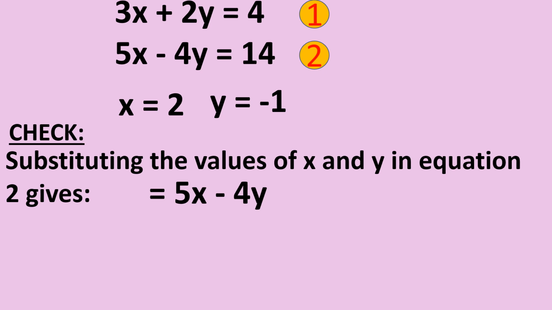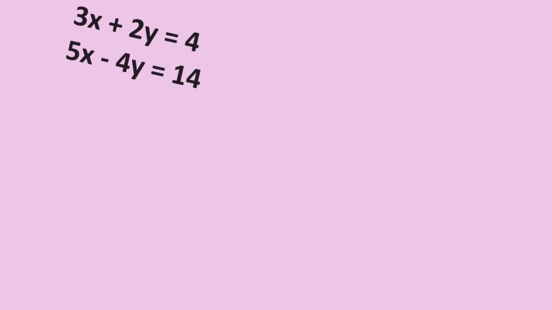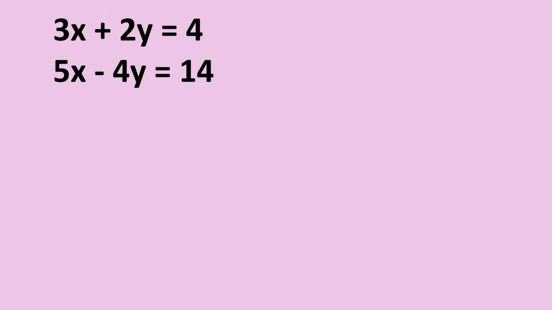So we have the 5x and we have minus 4y. We will substitute where x is equals to 2 and y is equals to minus 1 and simplify and see whether we will get 14. So we have 5 into 2 minus 4 into minus 1. 5 times 2 is 10, and then minus 4 times minus 1 is plus 4. So 10 plus 4 is 14.